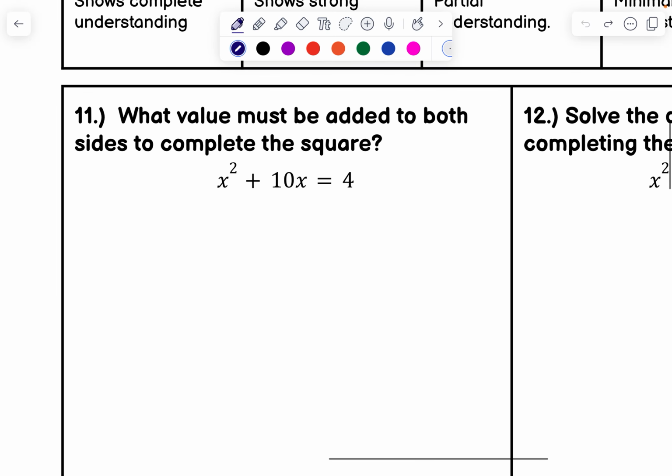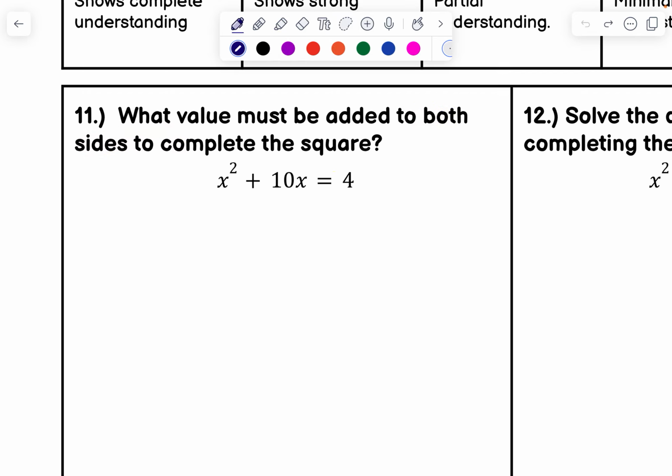I'm going to remind you that on your exam, be careful with the directions. It's really easy to start a problem and go way too far, make a mistake if we don't read what the problem is asking us to do. And number 11 is really simple. It's just asking, what do we need to add to both sides to complete the square?